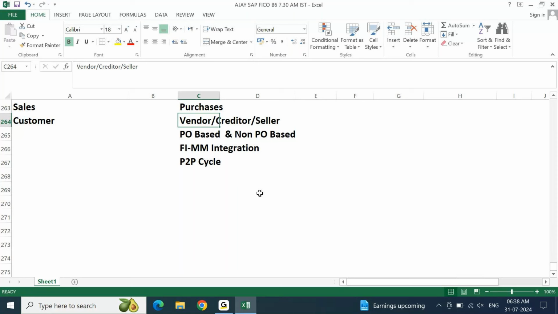For example, I want to buy a laptop. When I want to buy a laptop, there are so many laptops in the market ranging from 10,000 to let's say 2 lakh, 3 lakh. Now you are an employee of the organization.